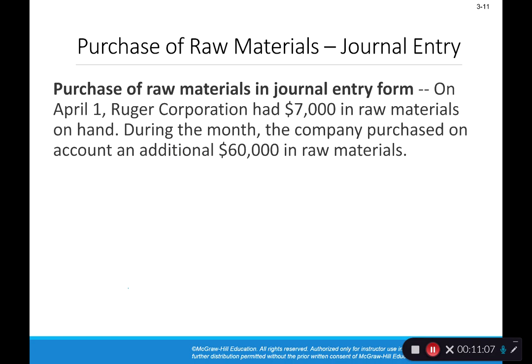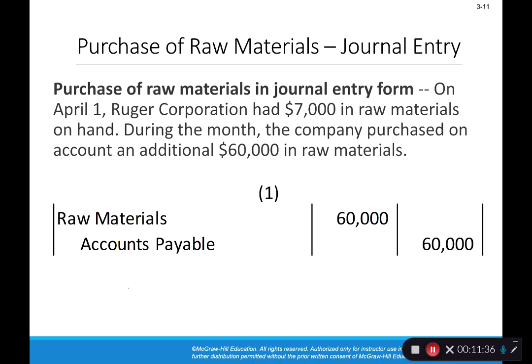So let's go through and journalize those. So first we'll start with purchasing raw materials. So on April 1, Ruger Corporation had 7,000 of raw materials on hand. During the month, they purchased 60,000. So if they bought materials, they're going to have materials go up, which means debit, and then it's on account, which you got to remember from 502 means that we haven't paid for it yet, so our liability is going to go up.